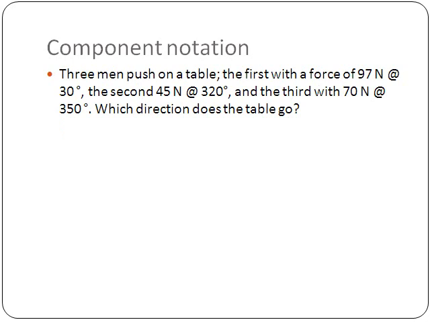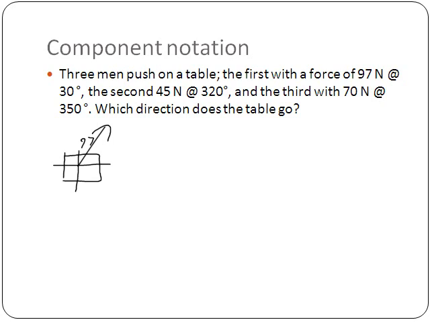So three men push on a table, the first with a force of 97 newtons at 30 degrees, the second 45 newtons at 320, and the third at 70 newtons at 350. Which direction does the table go? In this case, we'll take the top view. So here's our table. We know the first one pushes at 30 degrees, and so that's going to be up like this. So I'll do my little axis right here so we can see. So 30 degrees in here, that's 97 newtons.